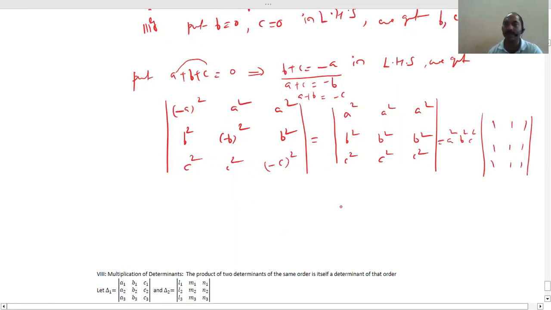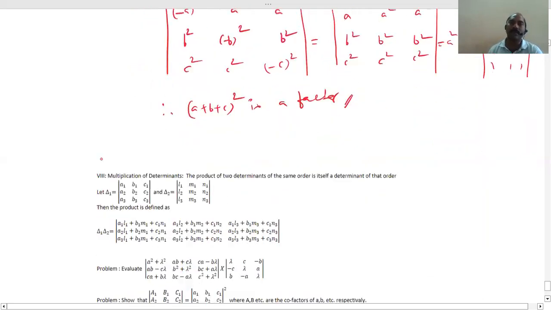How many identical rows are there? Three identical rows or three identical columns. Therefore, how many times is this a factor? A plus b plus c whole square is a factor. 3 times means exponent 3 minus 1 is a factor in the determinant value. Now, one more time we write this one down. But in RHS, we have a plus b plus c whole cube. Other factor is also there. Here we get only square.